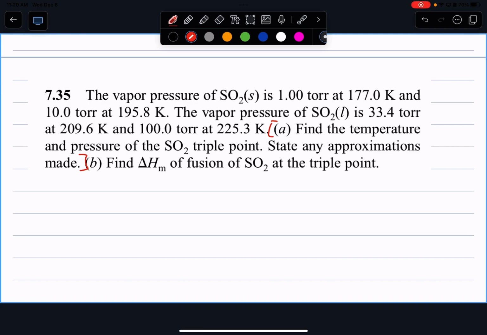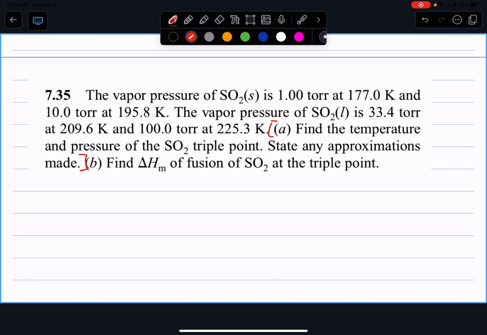So what I was doing is basically copying what's in the question onto a phase diagram. It gives you a combination of temperature and pressure. For the solid, you have 1 torr and 177 Kelvin, and 10 torr and 195.8 Kelvin. Now this line here gives you the equilibrium line between your solid and your gas phase. We can use this equation, but we're talking about the delta HM. You can find that number in the table for the solid-gas equilibrium.